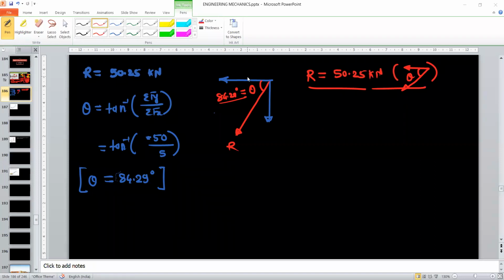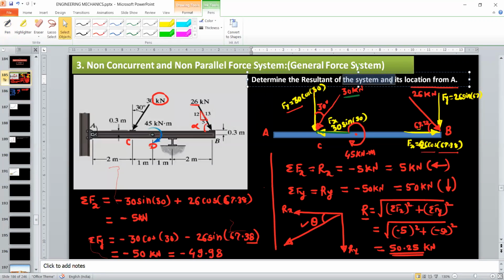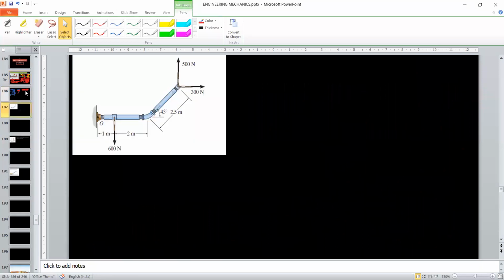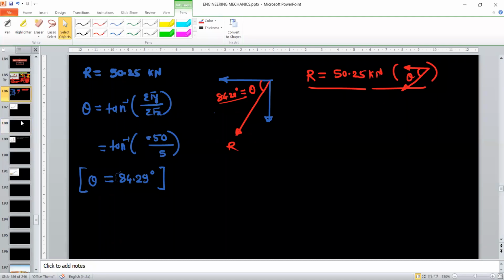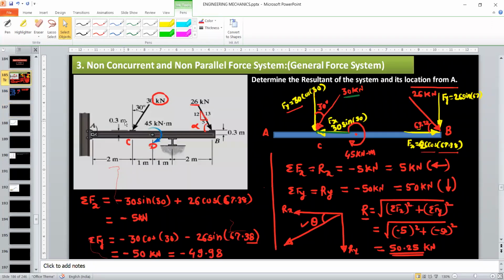So this is the first part of the question, that is find out the resultant. Find out the resultant means we have to find out its magnitude and its direction theta. Next is we have to locate the resultant with respect to point A. So read this statement, determine the resultant and location from point A. So just refer this original diagram.